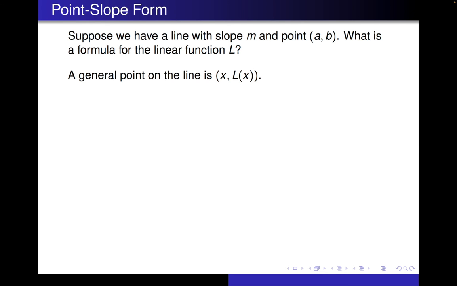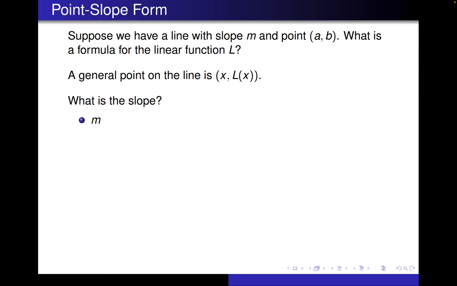So we can think of a general point on the line as being x for our x coordinate, and L of x, that's our output, so that's our y coordinate. And so the question is, what is the slope? Well, we actually have 2 points. We have two ways of looking at what the slope is. First of all, we're given in the problem that the slope is m. So that's one way of thinking about what the slope is.